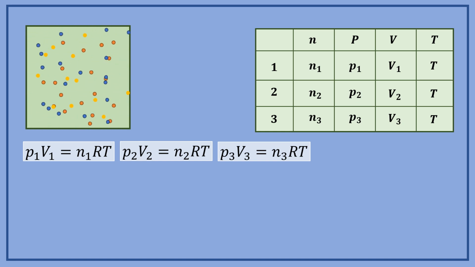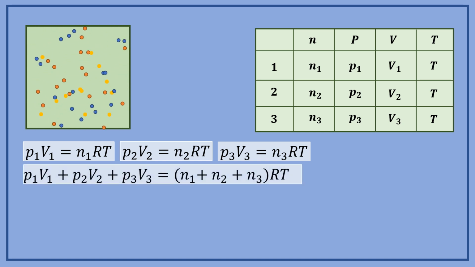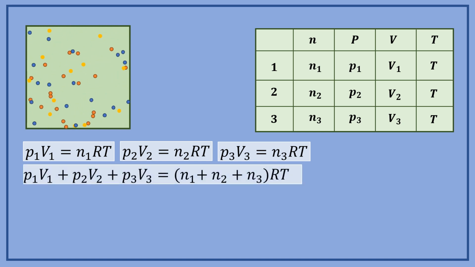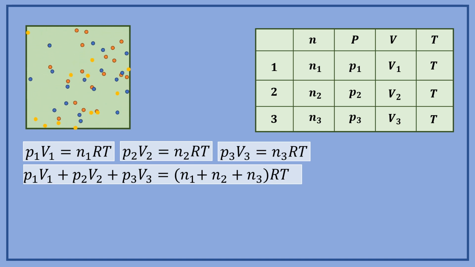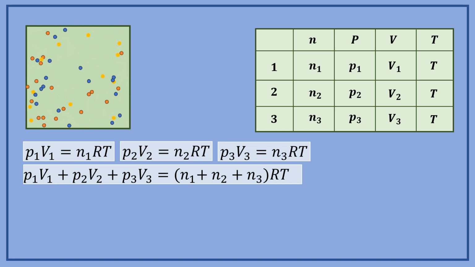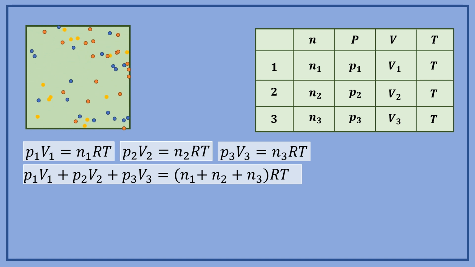Let us do some mathematical manipulations. We add up these equations, which will give us P1 times V1 plus P2 times V2 plus P3 times V3 equals N1 plus N2 plus N3 times R times T.